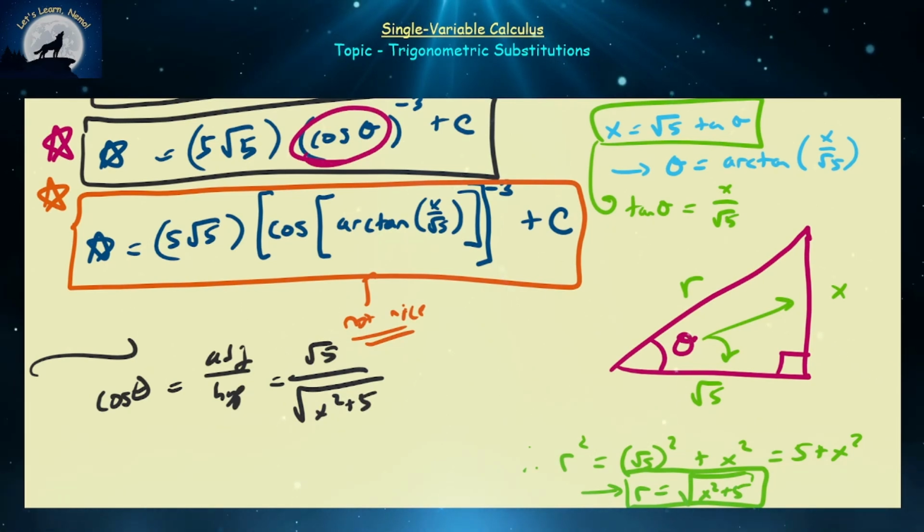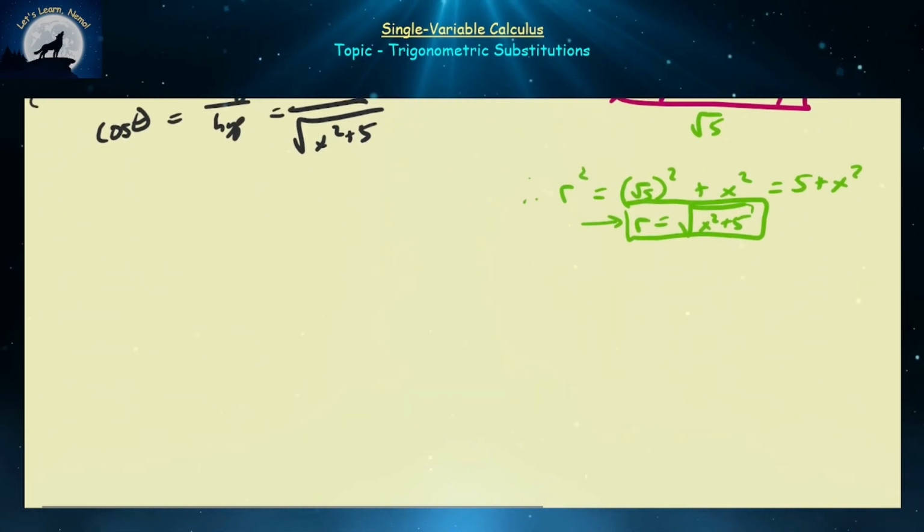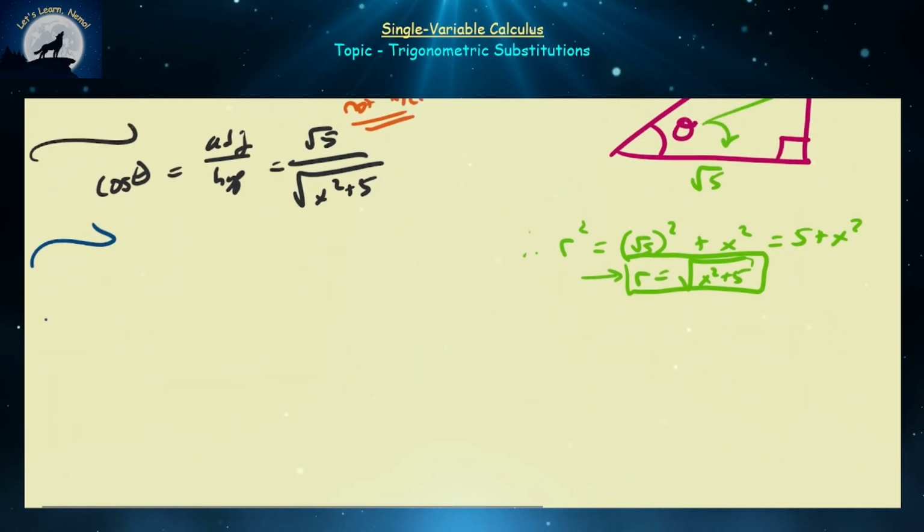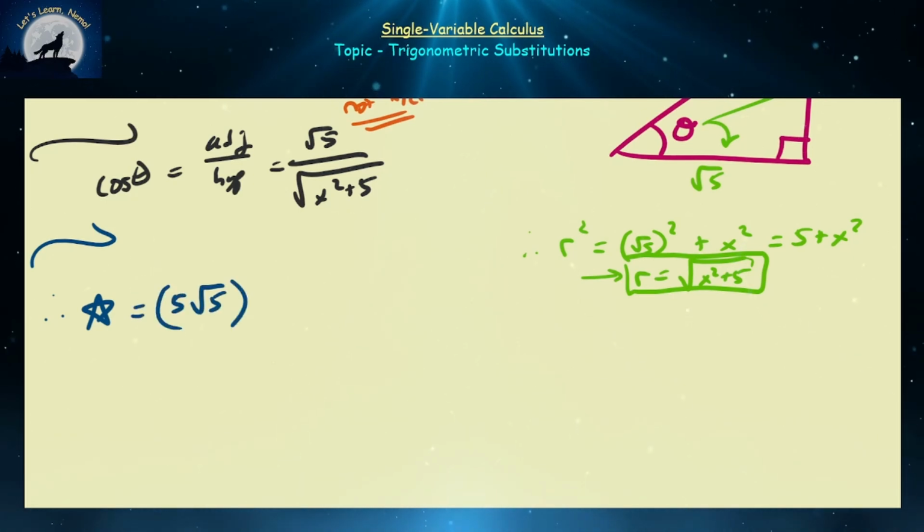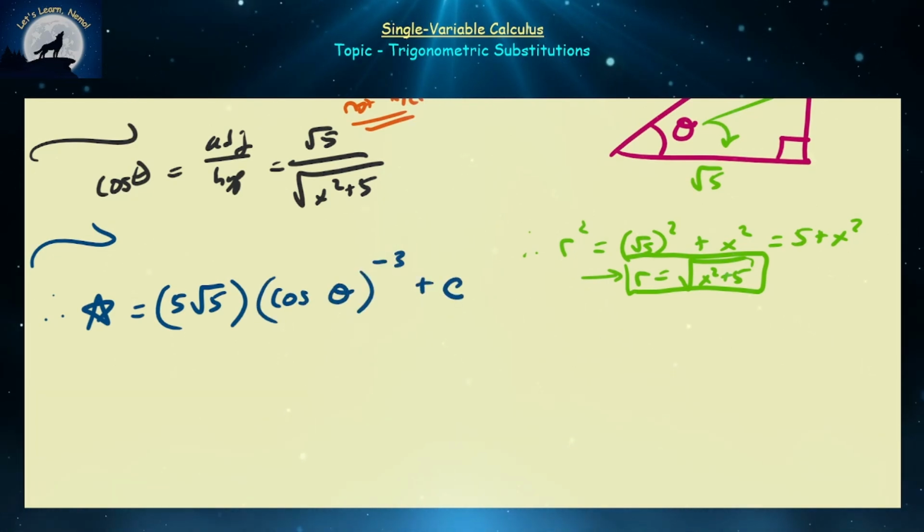And we can substitute that into the expression for cosine, and hopefully get something a little bit nicer. So let's take a look and see what that comes out to. If we look at our integral representation in terms of cosine, let's just rewrite it in case you forgot. It's 5 times the square root of 5 times the cosine of theta to the power of minus 3 plus c.